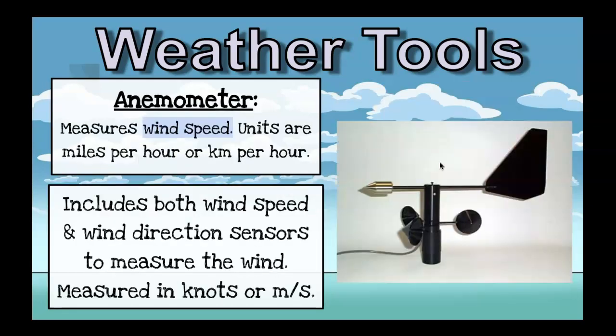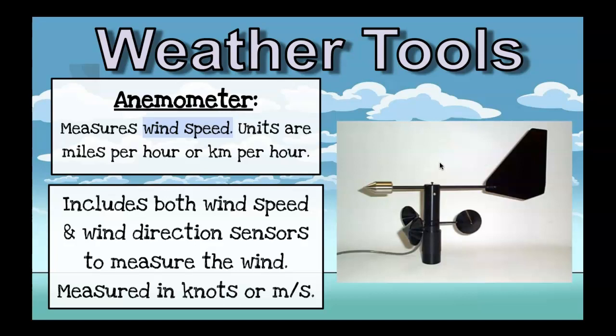The next weather tool is an anemometer, and that measures the wind speed, so how fast the wind is moving, right? So we can use a variety of units for wind speed. You could talk about the wind speed moving a specific amount of miles per hour or kilometers per hour or even knots. So those are all three types of units that we can use to measure wind speed.